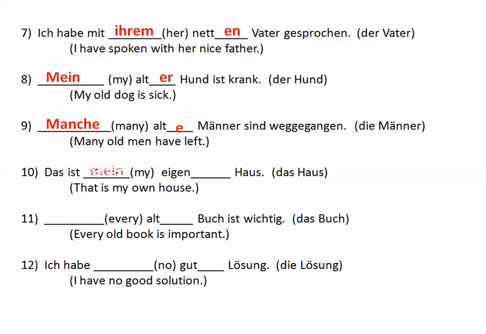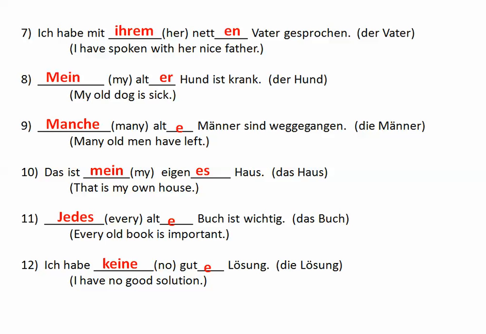Das ist mein... eigen here is like an adjective, it means own. So mein eigenes Haus, das ist mein eigenes Haus, that's my own house. Und dann, jedes alte Buch ist wichtig, ich habe keine gute Lösung. So hopefully you begin to understand why it's very critical. Then in German you begin to see, even at this level, that you are able to tell what case nouns are in.